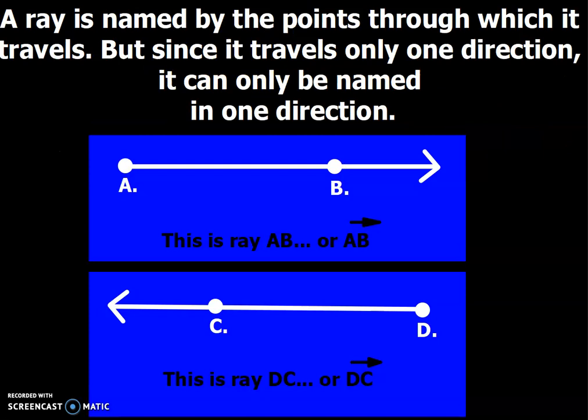A ray is named by the points through which it travels, but since it travels only one direction, it can only be named in one direction. So this is ray AB, or I could say AB with a ray on top of it, but I don't draw the endpoint when I'm naming it. And this is ray DC, or DC with the ray on top. Notice that even though it's pointing to the left, I don't call this ray CD because I name it by whichever the endpoint is goes first.